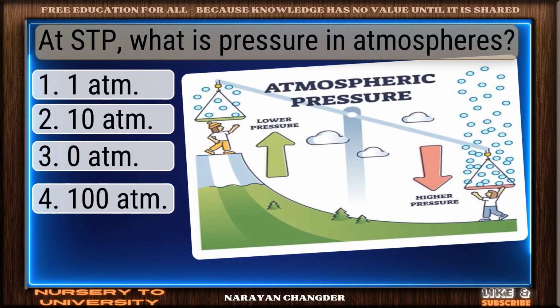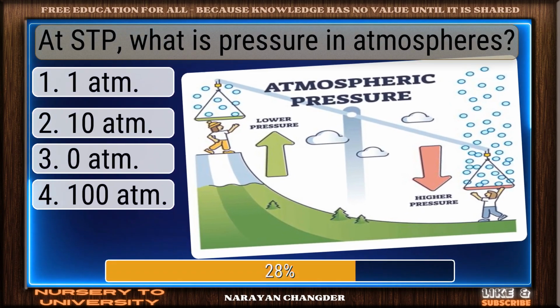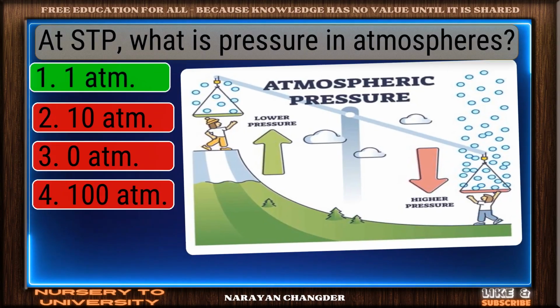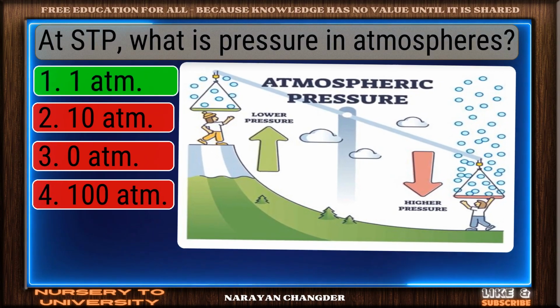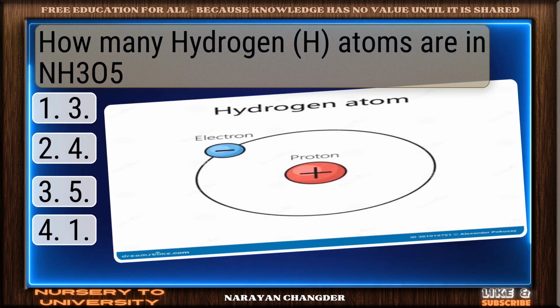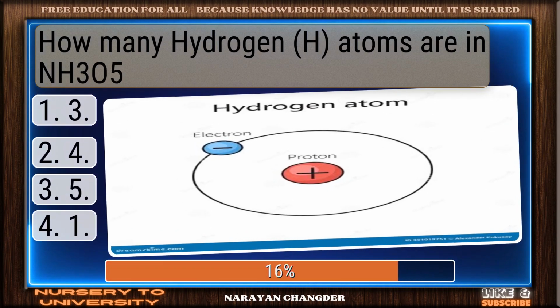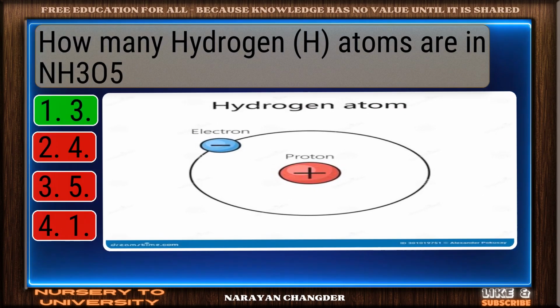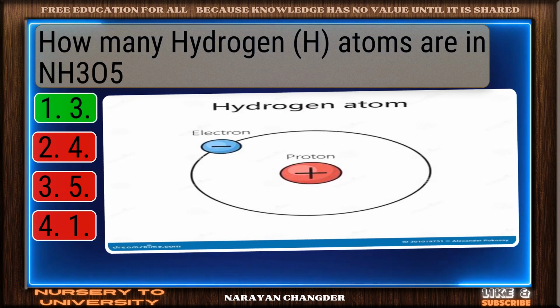At STP, what is pressure in atmospheres? Nice work. You chose 1 atm, and it is correct. How many hydrogen atoms are in NH3? Nicely done. 3 is a solid answer.